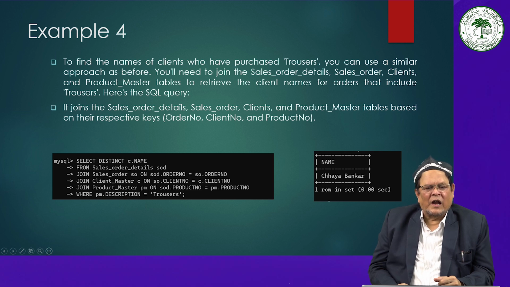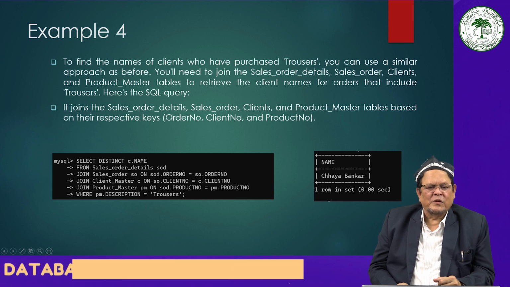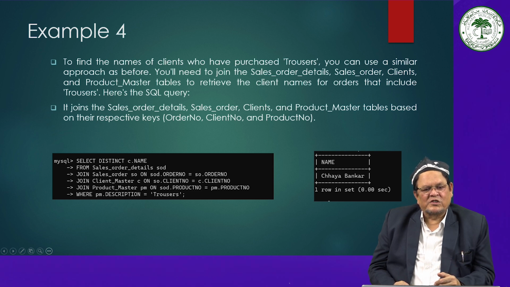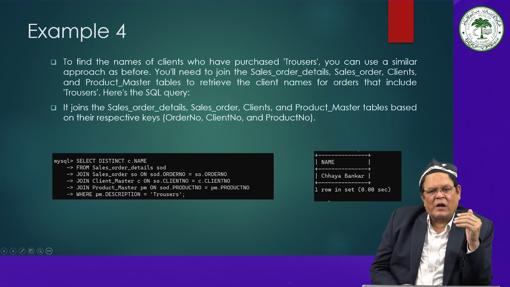Then join client master C on the client number from C must be equal to client number from SO. Then the join is product master PM on product number from SOD must be equal to product number from product master. Then you have to give the condition, so you write where PM.description is equal to trouser. Only I want trouser.